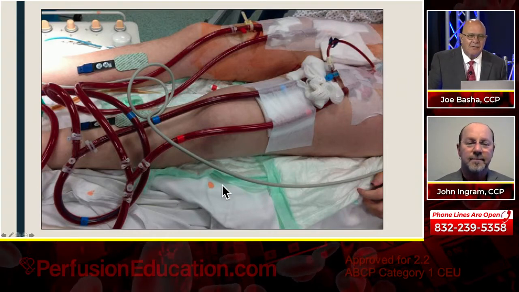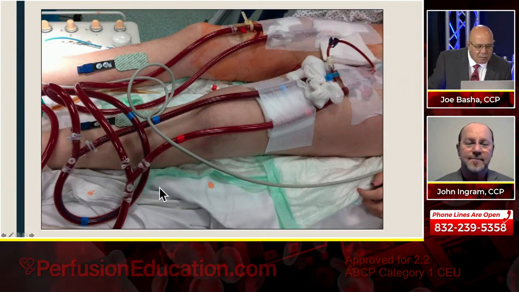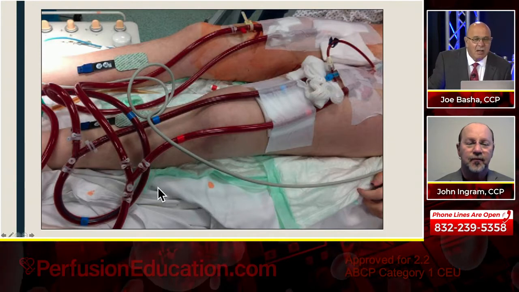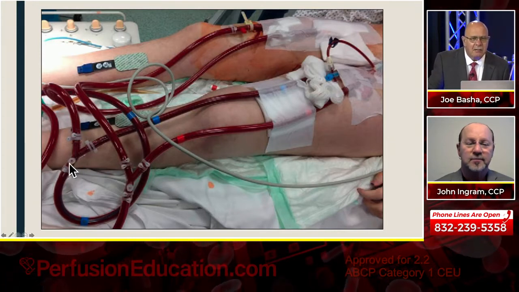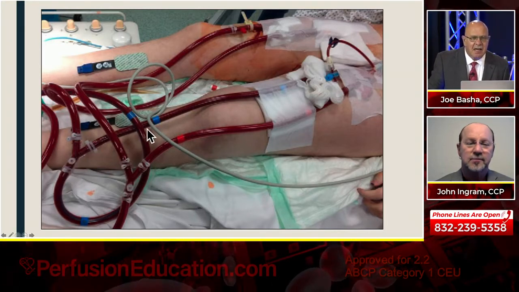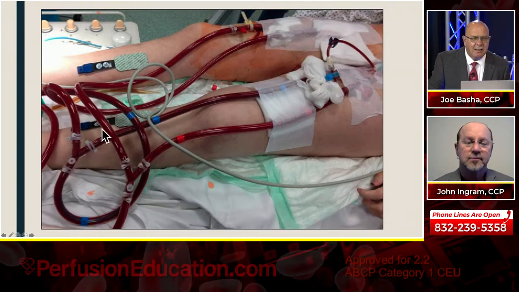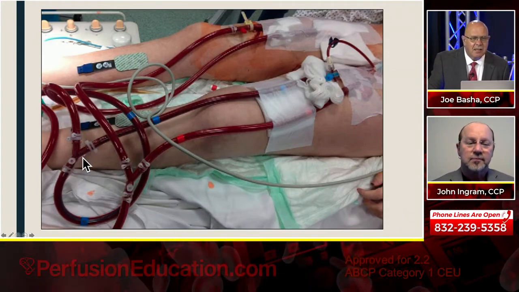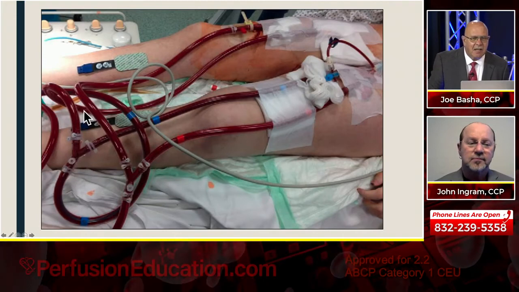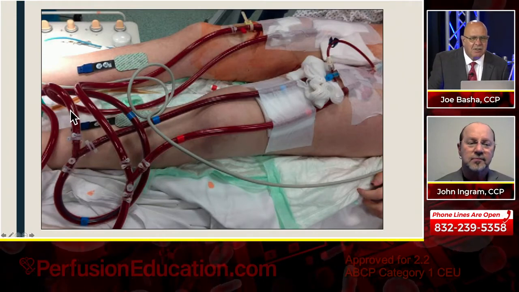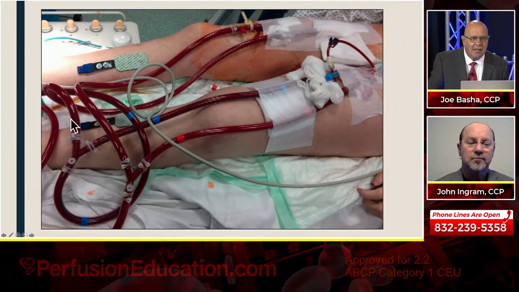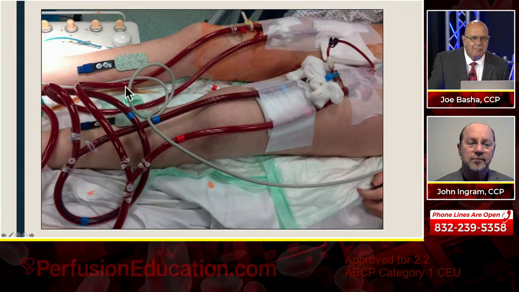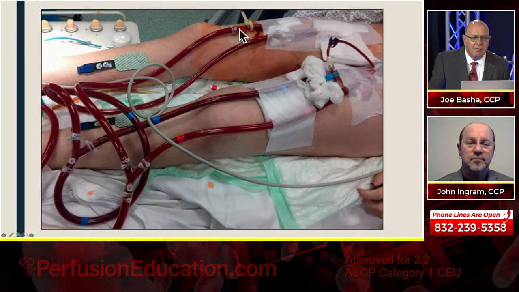Okay? If you look way down here, right here, you can see you've got a blue line coming into it, and you have another line coming into it right here. And that line, if we follow it up, is coming from right here, right?